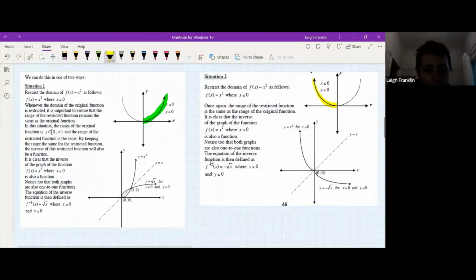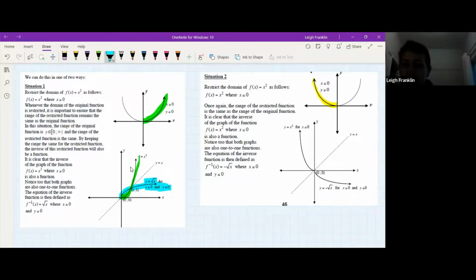Over here, our original arm of our parabola would be this one that I'm drawing in green, even though it doesn't look exactly the same. And now the inverse is once I have reflected it over the line y equals x. So I would end up with that sort of shape. This particular function is described as y equals root x, for where x is positive and where y is positive as well.